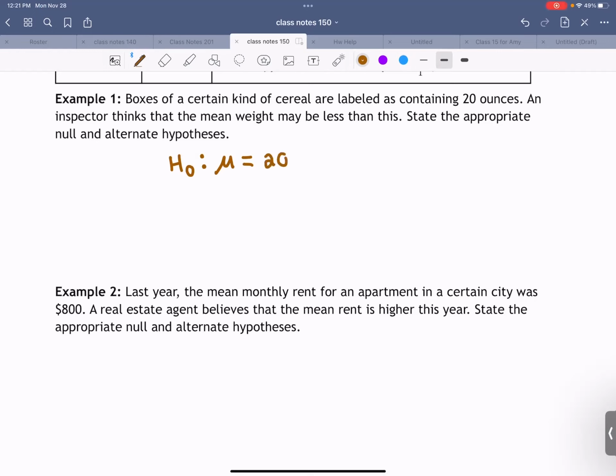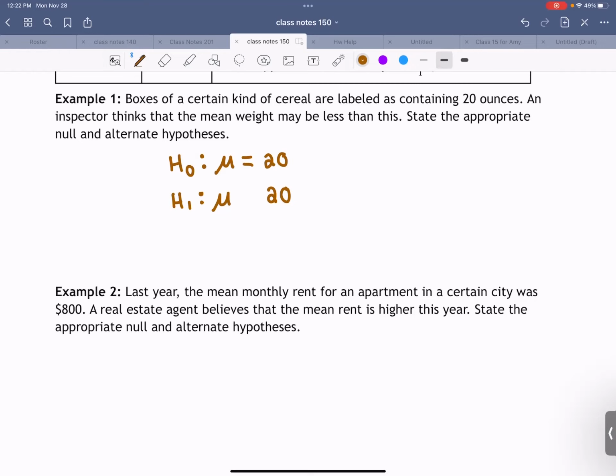Let's just say we believe that the mean is equal to 20. The alternate hypothesis is the other thing that can happen. So the alternate hypothesis is H1. We're still talking about the population mean, and actually everything's pretty much the same, including the number. The number for the null and alternate hypothesis are always the same. The only difference is the symbol.